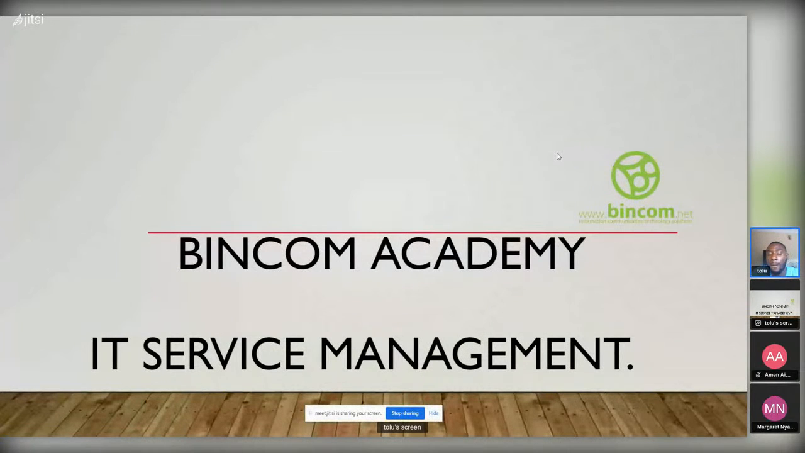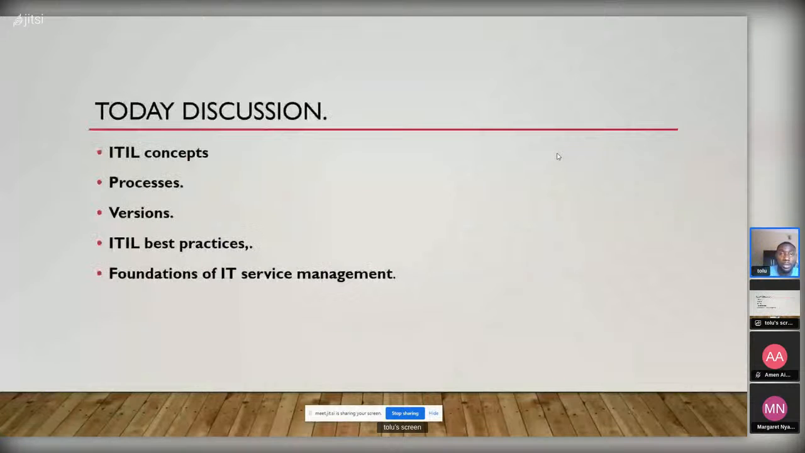All right, so ITIL service management. ITIL is a framework used by service managers for managing services that they render to an organization. Today our discussion is going to be based on the ITIL concepts, the processes, versions, ITIL best practices, foundation of ITIL service management.